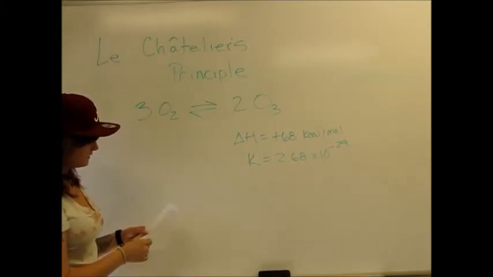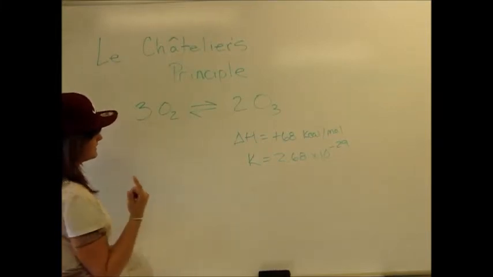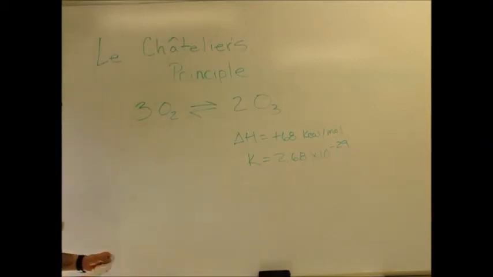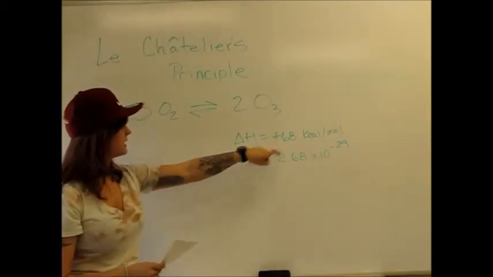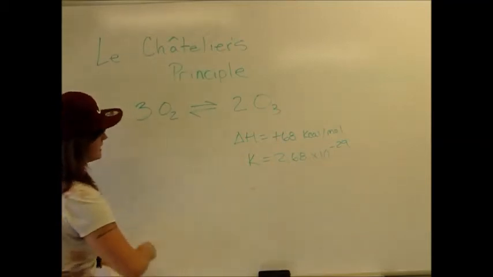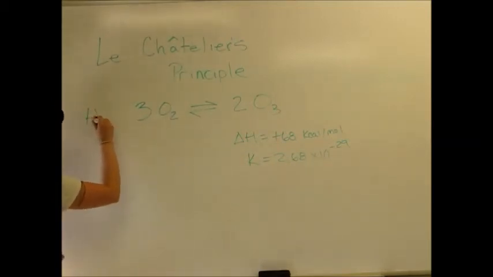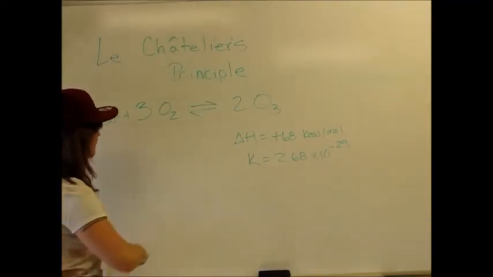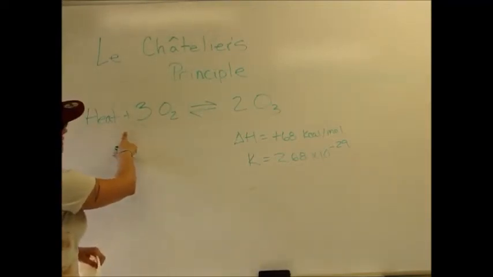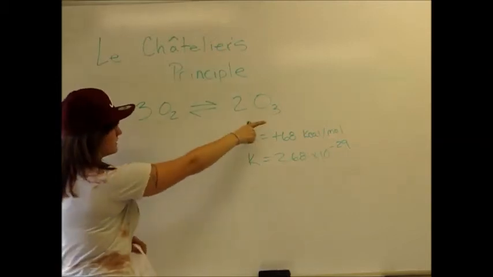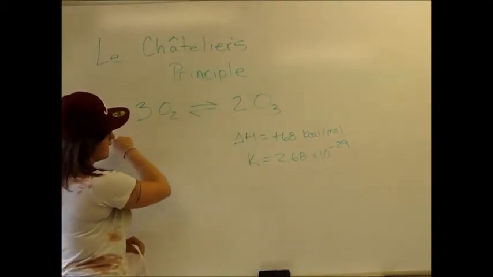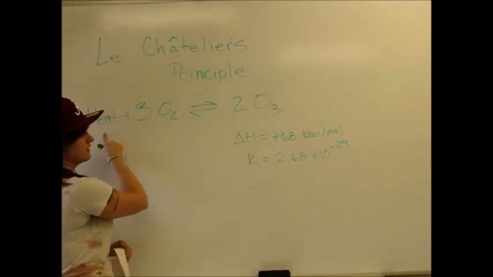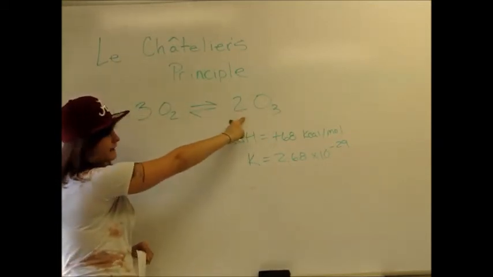And then the last one, C5, says if we throw some heat at this, we increase the temperature, what's going to happen? Well, we know from our enthalpy that this side already has heat. It's the same as saying heat plus 3O2. So if we add more heat to this side, we've got to get rid of some of that heat. We're going to throw it to this side. So again, we're favoring ozone, our products, because we already have heat over here, and now we need to get rid of some because we're adding extra.